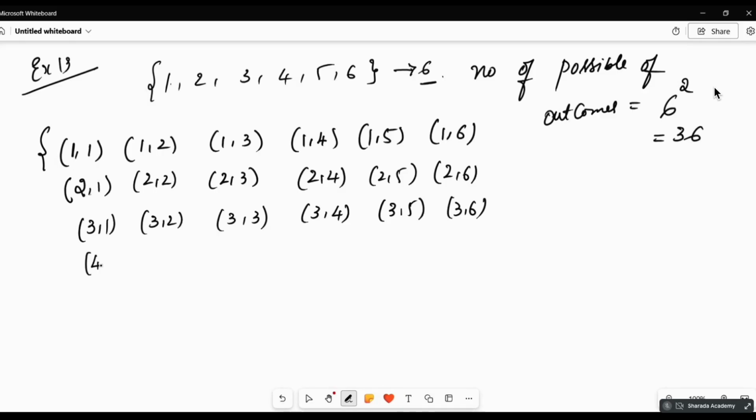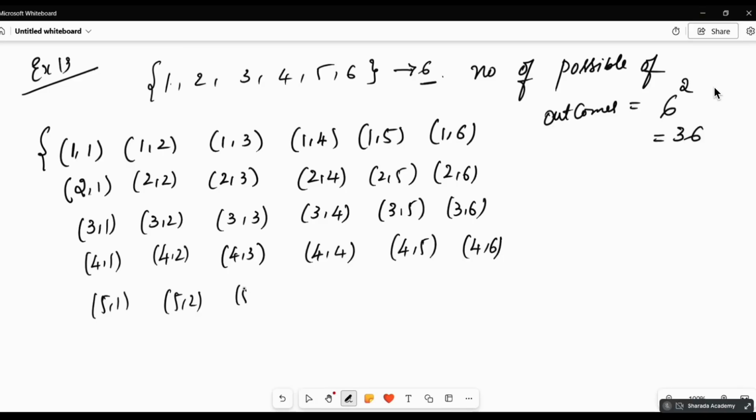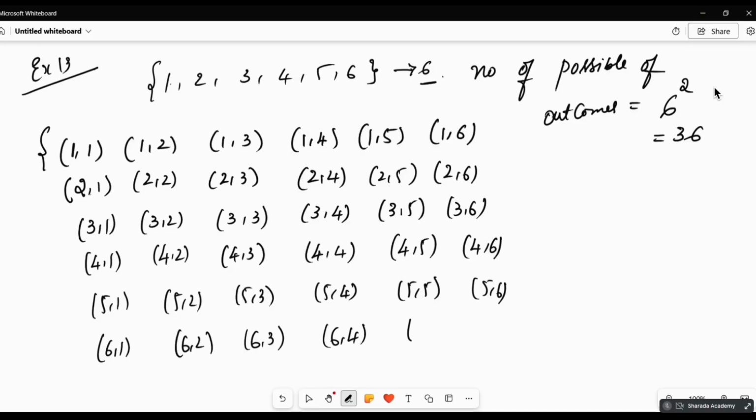Then 4 and 1, 4 and 2, 4 and 3, 4 and 4, 4 and 5, 4 and 6. Then 5 and 1, 5 and 2, 5 and 3, 5 and 4, 5 and 5, 5 and 6. Then 6 and 1, 6 and 2, 6 and 3, 6 and 4, 6 and 5, 6 and 6. So in total we get these many options.